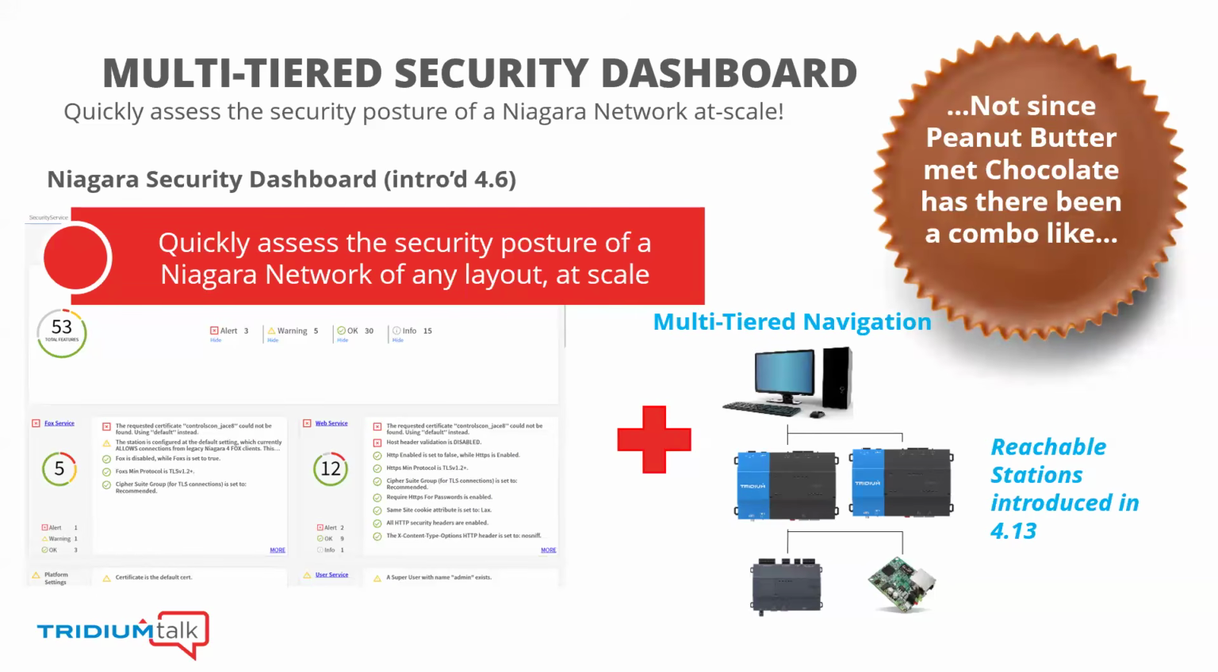So the whole point of that is being able to see all of those reachable stations through the Niagara network and be able to quickly assess the security posture of those devices at scale. And then of course at any layout. So that's another one of those views in particular that has been available within HTML5 since Niagara 4.6, but we have been augmenting it with every single release.